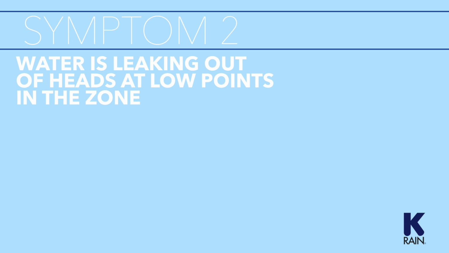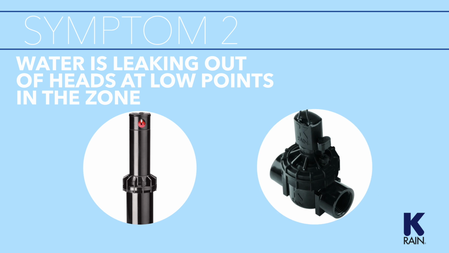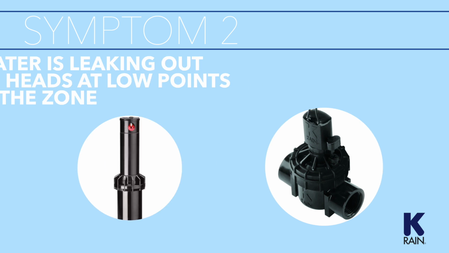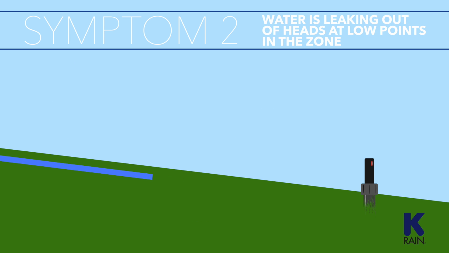Symptom 2. Water is leaking out of heads at low points in the zone. There are two common causes for water to be leaking at a sprinkler head at a low area on the zone: a problem with the sprinkler and a problem with the valve. If the leaking is intermittent and generally happens only after the zone has been run, the problem is usually the sprinkler head. When the zone shuts down, all of the water in the line running to that zone flows downhill to the lowest sprinkler, where it can leak out.